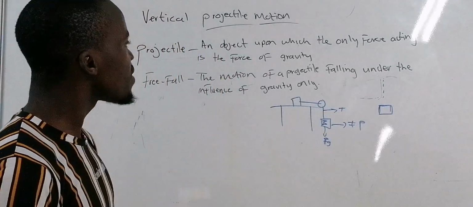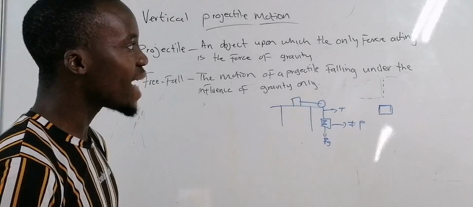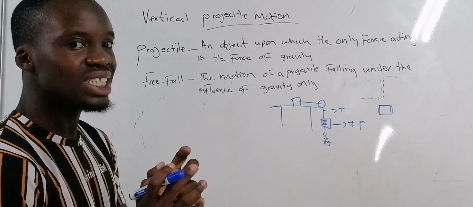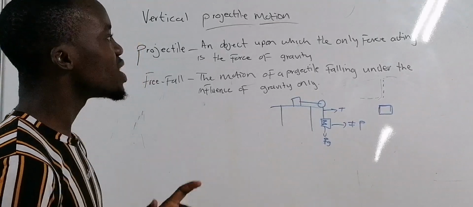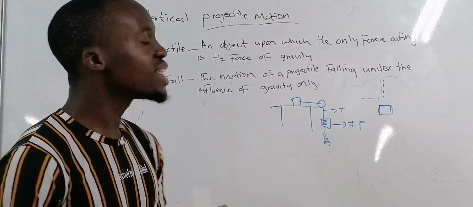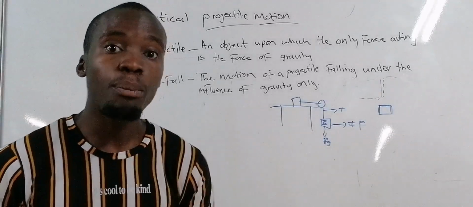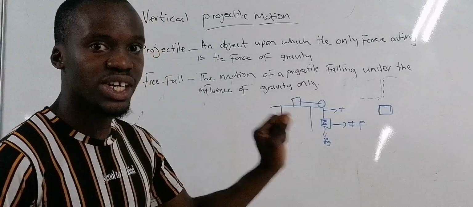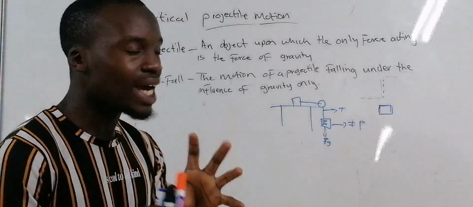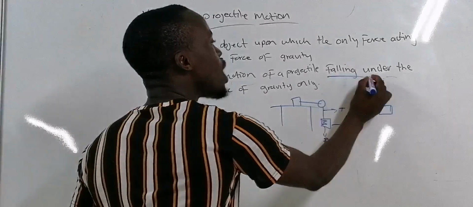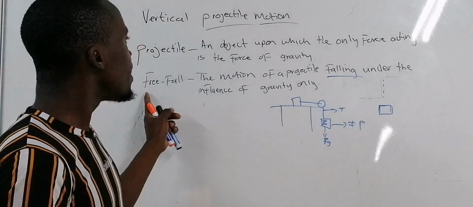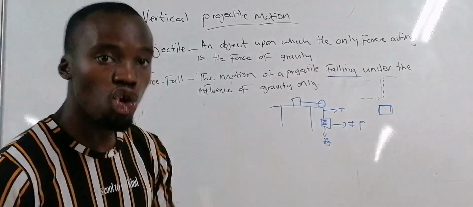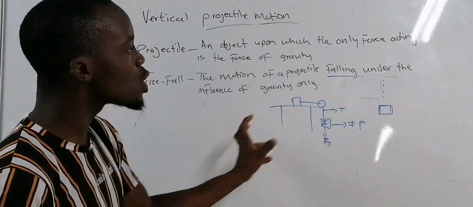Now, a free fall. A free fall is the motion of a projectile, or the motion of an object, falling under the influence of gravity only. So when we talk about a free fall, we're just talking about the motion of a projectile, meaning that we have two types of free falls. We have the upward free fall as well as the downward free fall. But what we are talking about here, when we talk about free fall under a projectile, is only the downward free fall, because when we define free fall, we say the motion of a projectile falling, not going up, but falling under the influence of gravity only.